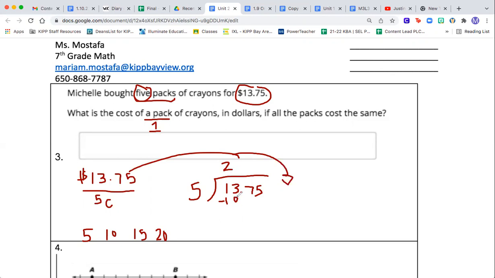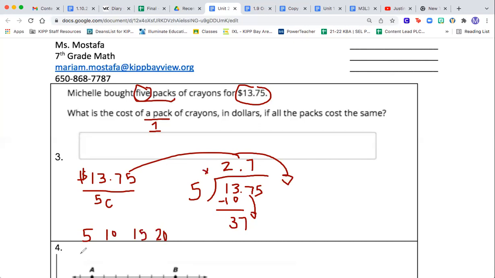So we subtract 13 minus 10 because 2 times 5 is 10. Okay, so then I get 3. Now there's a decimal here on the top, so I add the decimal and I bring down the 7, because here we can bring down the extra numbers. So 5 goes into 37. This would be 7 times.